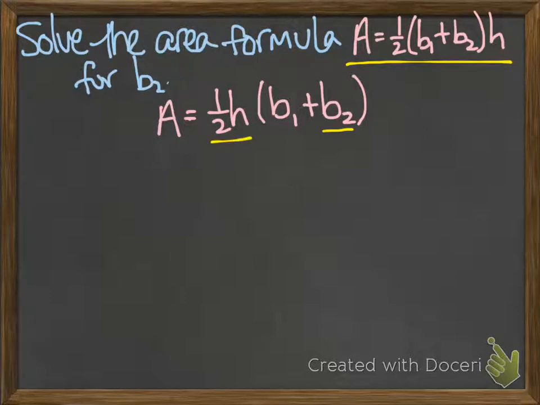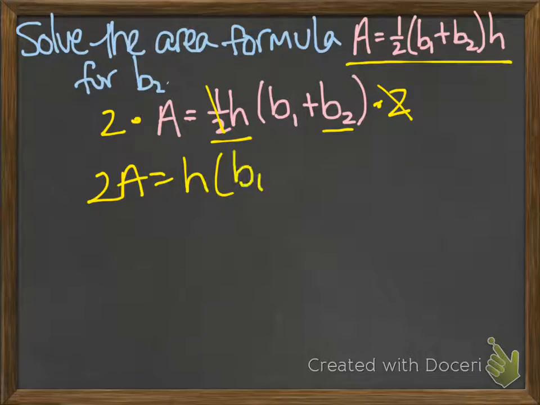And so now we need to undo what's being done to b sub 2. So we can't undo the addition here before we undo what's being multiplied. So we would want to divide by 1/2, but again remember that dividing by 1/2 is the same as multiplying by the reciprocal. The reciprocal of 1/2 is 2, so we're going to multiply both sides by 2. So we get 2a, the 1/2 times 2 is 1, equals h times b sub 1 plus b sub 2.